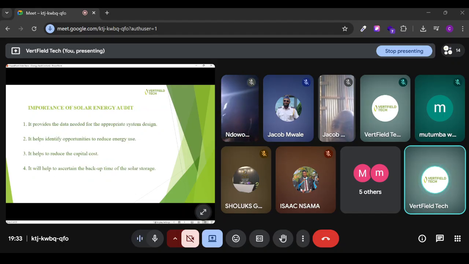Importance of solar energy audit. It provides the data needed for the appropriate system designs, and helps you identify opportunities to reduce energy use. It helps to reduce the capital cost, and it will help to ascertain the backup time of the solar storage. In all, solar energy audit prepares you for energy management.